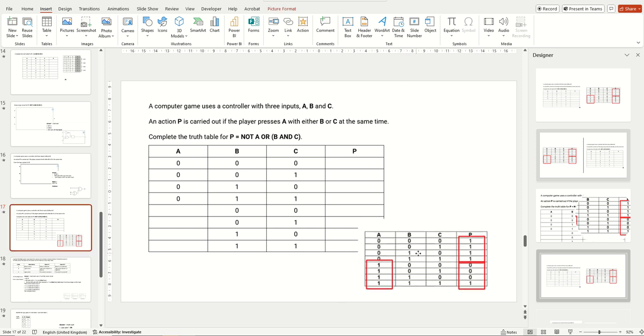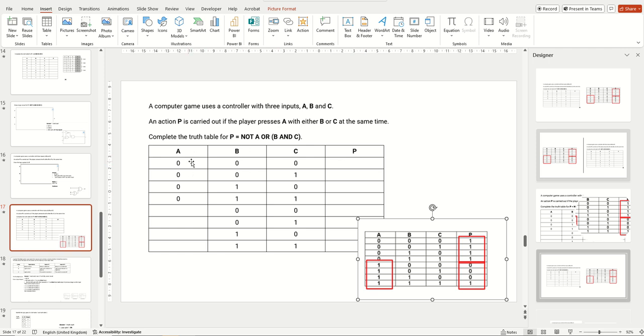Here's another example from the last couple of years. You get given an expression here, so you're NOT A OR B AND C, and you have to fill out the results. So it wants you to put in the possible options for A. Well, that's going to be all ones, but just count up in binary again and then work out what the output's going to be.